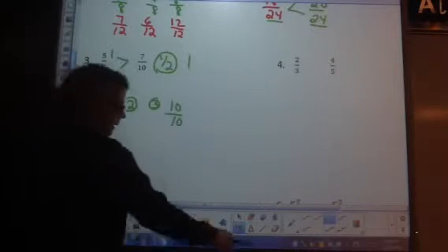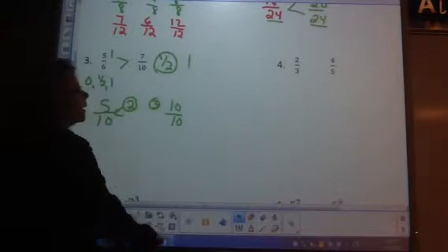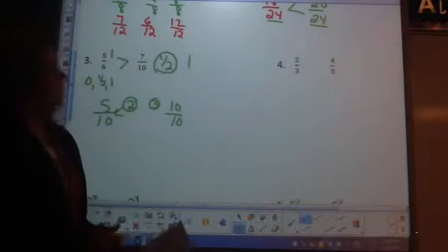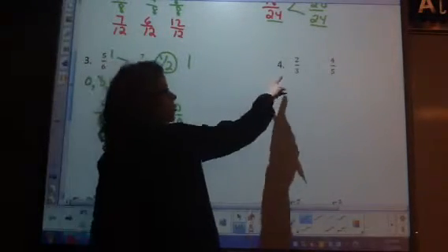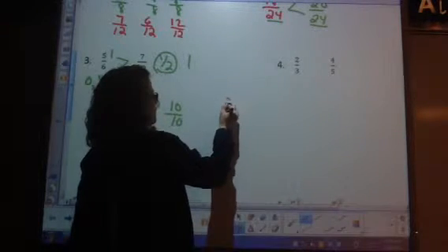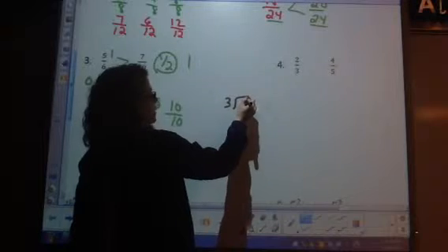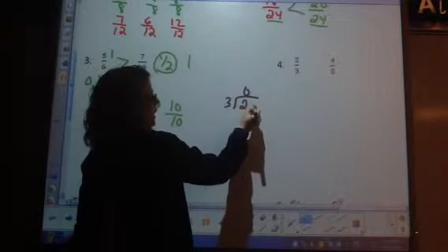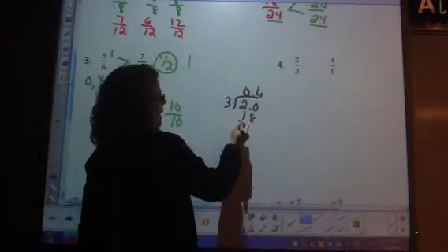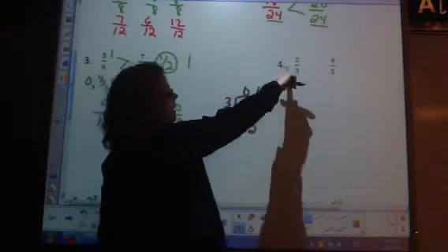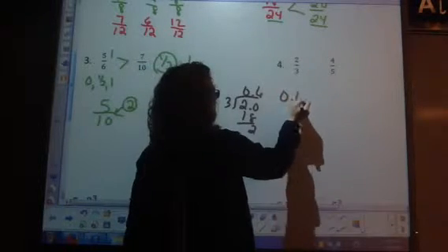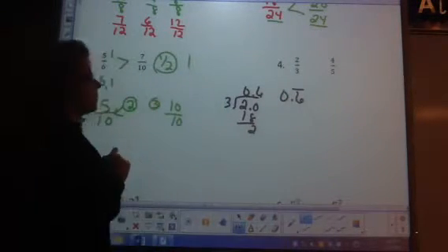Okay, a fourth way that you can compare rational numbers is by coming up with a decimal. These fractions you should know, but if not, you need to work it out. So how many times will 3 go into 2? It won't, so you're going to annex a 0 here. How many times will 3 go into 20? 6 times with 2 left over. So the decimal of 2/3 is 0.6 repeating.